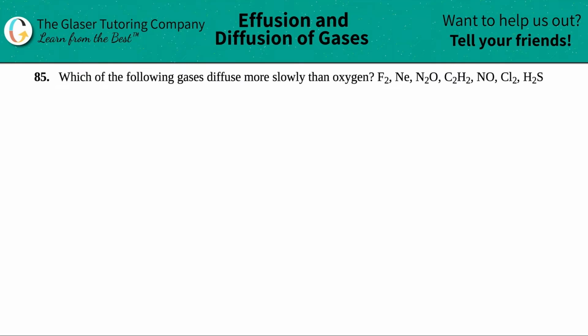Number 85. Which of the following gases diffuse more slowly than oxygen? And then they give us all of these different gases. So basically we just have to find out which one of these diffuse more slowly than oxygen. Now, diffusing just means movement of gases throughout a closed vessel. So let's just pretend that here's my closed vessel, and I have oxygen being this little blue dot here. Diffusing would just mean to basically move around the vessel.